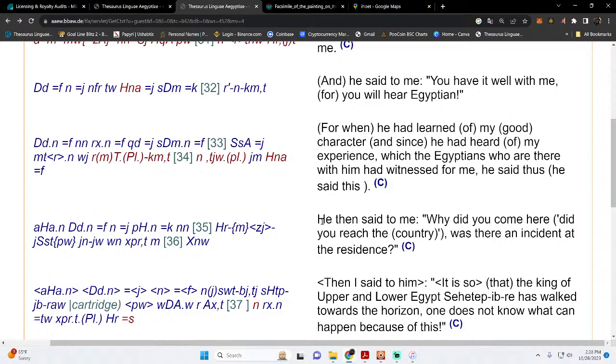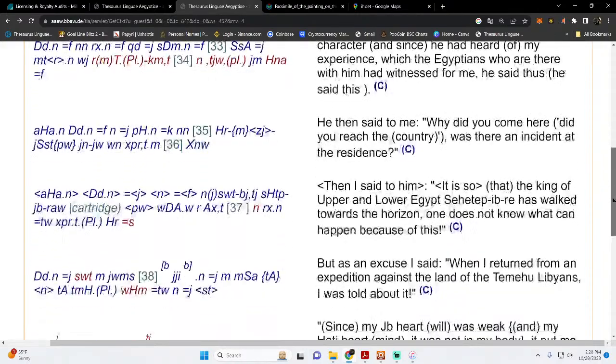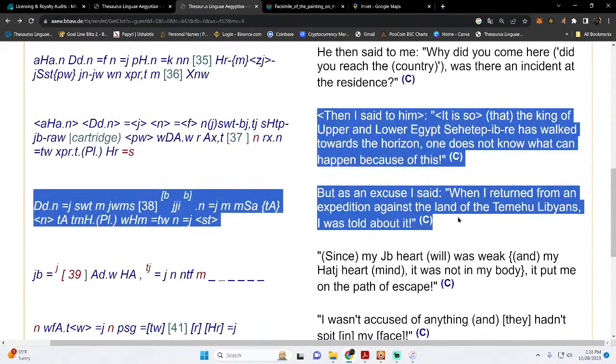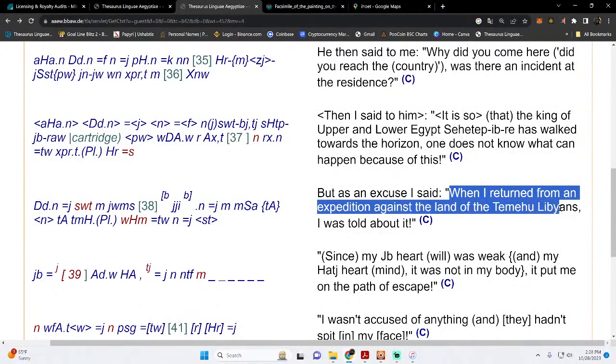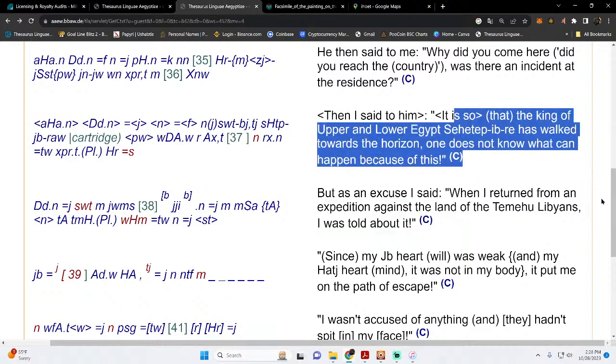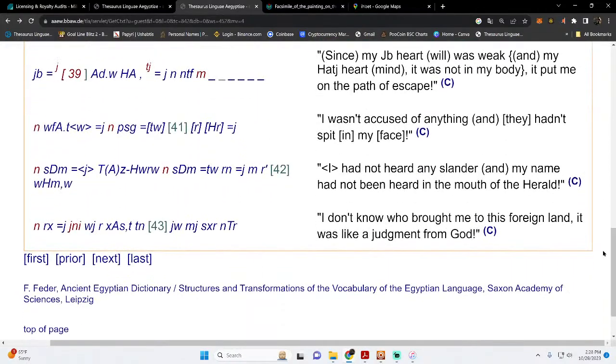So they asked him, why did you come here? Why did you reach this country? What incident? Was there an incident at the residence? He just told them, look, man, I want to come be a boss here. But really, he says, when I returned from the expeditions against the land of Timahu, he was told about it. He said more, but I'm about to start skipping through just to get to what I was talking about, because I was talking about something completely different.